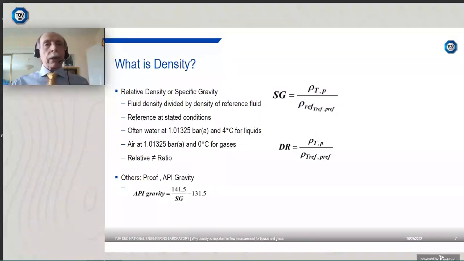But it's important to point out that a relative density is, although mathematically it looks like a ratio, it's not. A density ratio is the density of a fluid at defined temperature and pressure to the density of the same fluid at defined reference conditions. There are other ones I've mentioned. So you've got proof, which is commonly used in the brewing industry for referring to alcoholic drinks. API gravity, widely used in the oil industry. And there are conversions between them, as you can see here, for API gravity, relating it to specific gravity and therefore back to density.